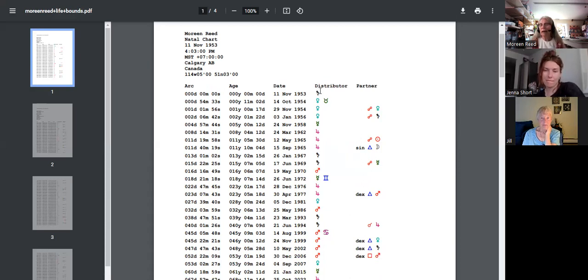I start with a Saturn bound, because that's the last degrees of Aries. And you can see here, when I turned 11 months old, it went into Taurus. This also gives you your age, so at 18 years, 7 months and 14 days, to be exact, I went into Gemini in 1972. And then at 45 years of age, 9 months and 3 days, I went into Cancer.